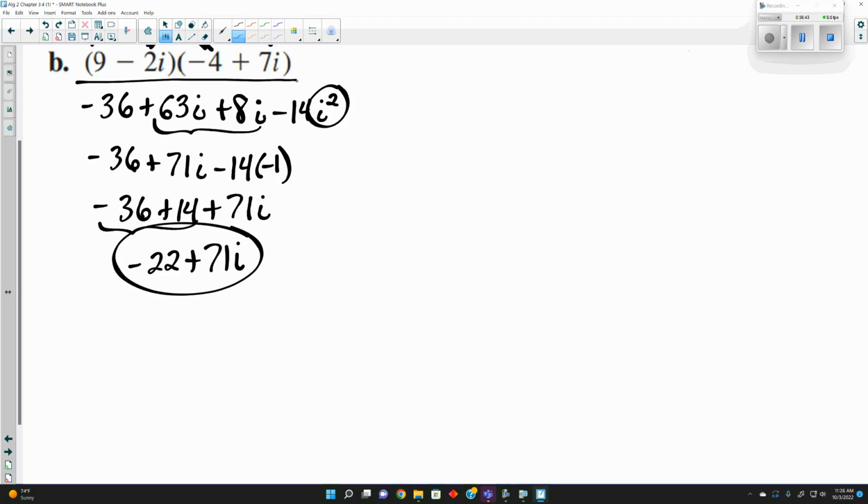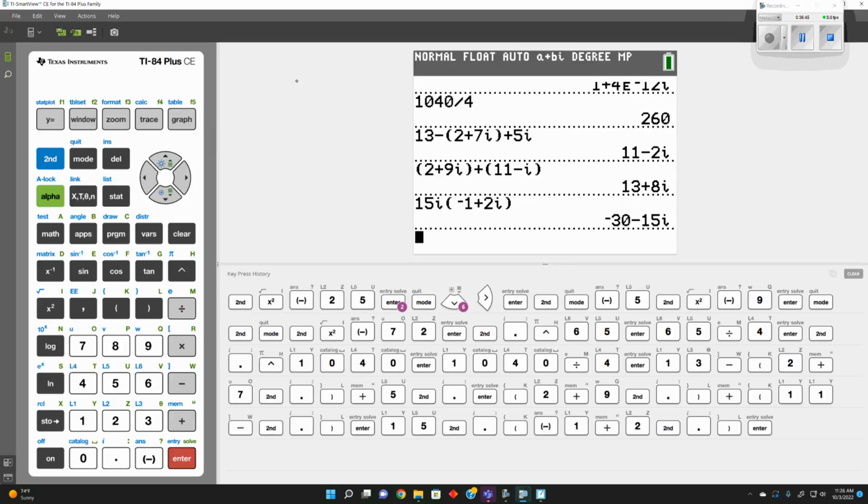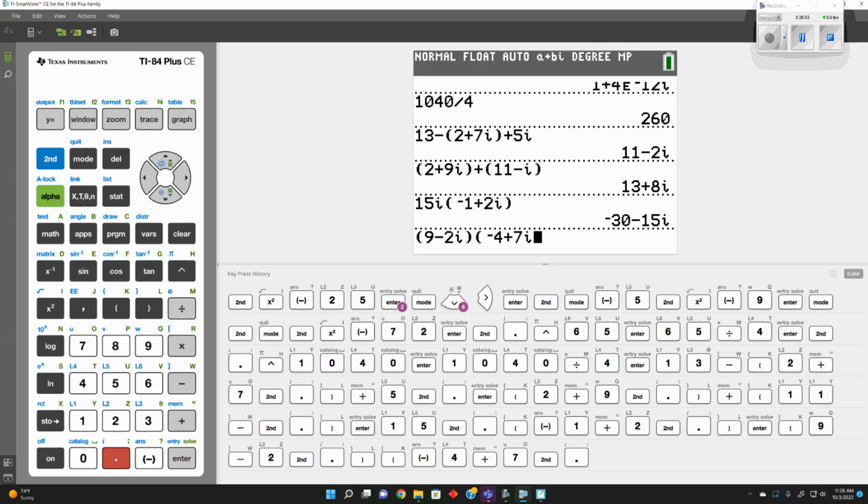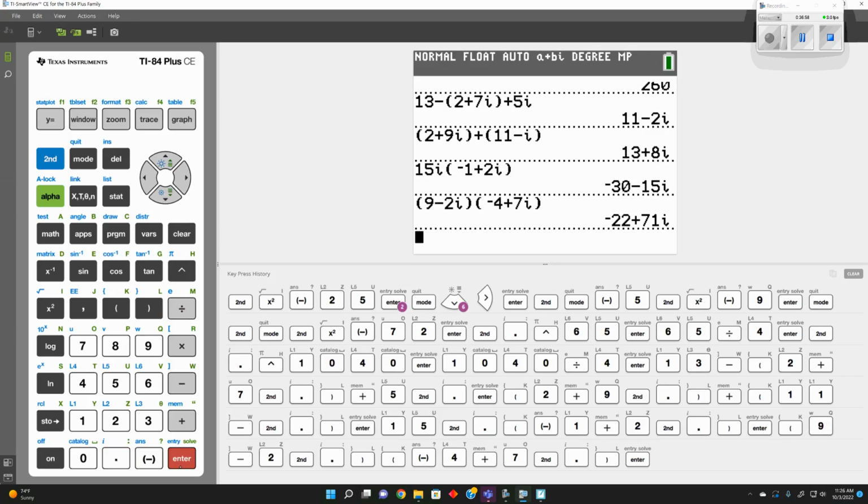9 minus 2i, negative 4 plus 7i. Parentheses 9 minus 2i times negative 4 plus, I believe it was 7i, yes? Gives us the exact same thing. Any other questions on this here?